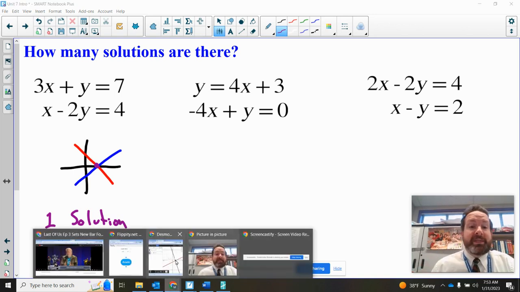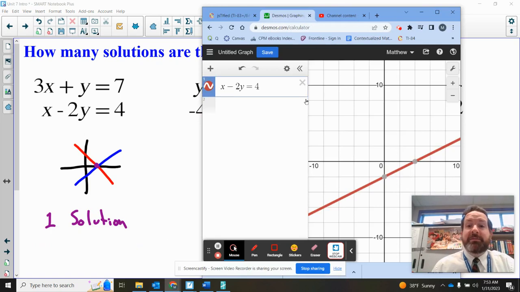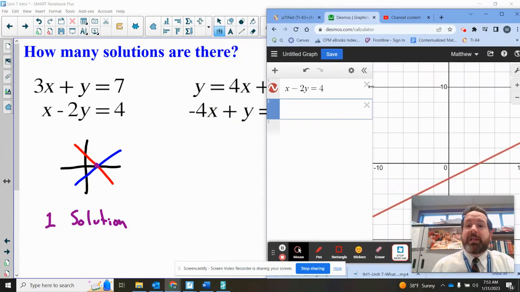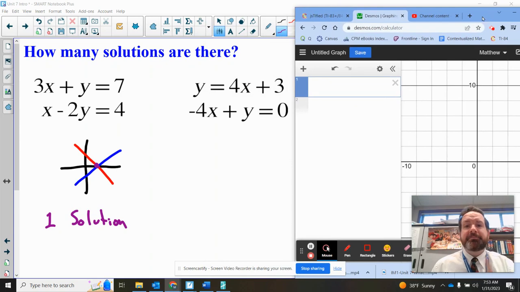I want you now, once again, to pull up your Desmos, clear out those two equations, pause the video while you now graph these next two equations. Unpause when you're ready to move on.